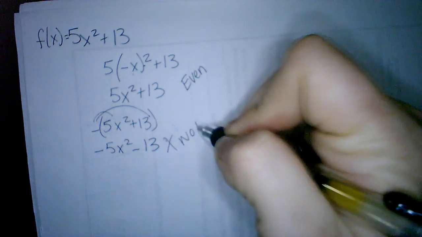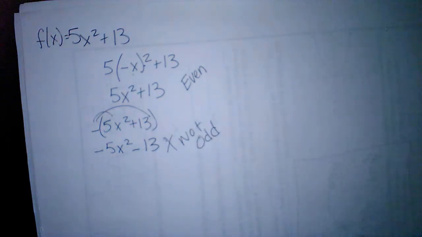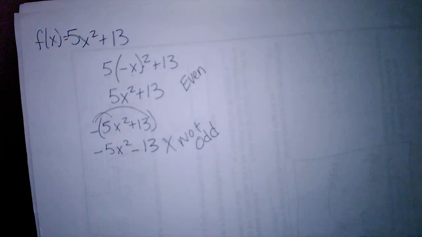So it'll be negative 5x squared minus 13, and we're asking, is this the same as our original? It is not, so it's not odd. Again, you didn't have to do that because if something is even, it's never odd. Okay, move over to the second one.